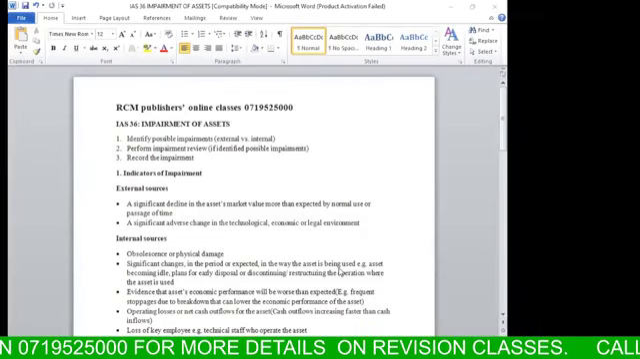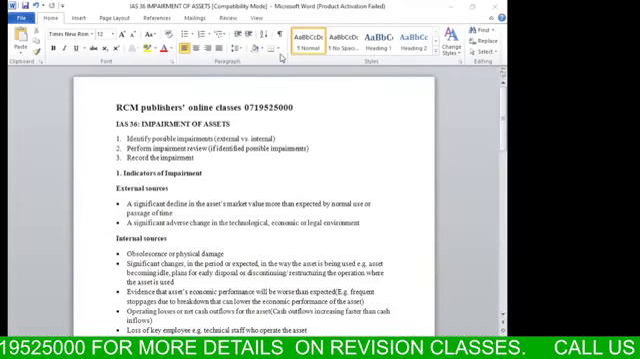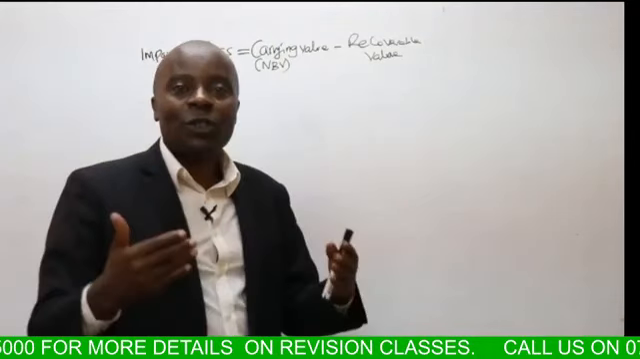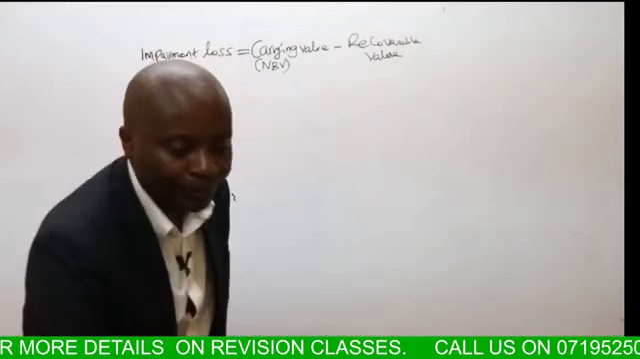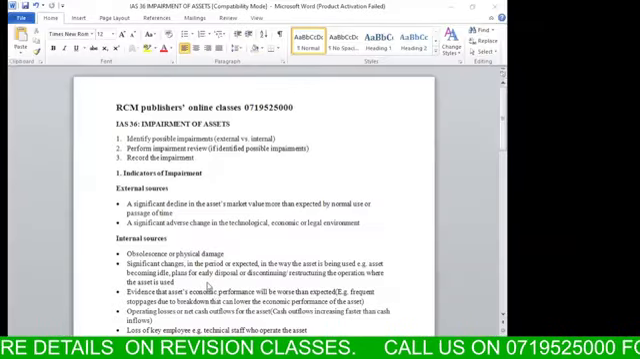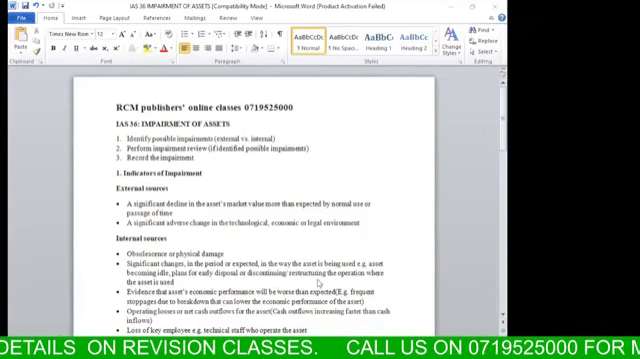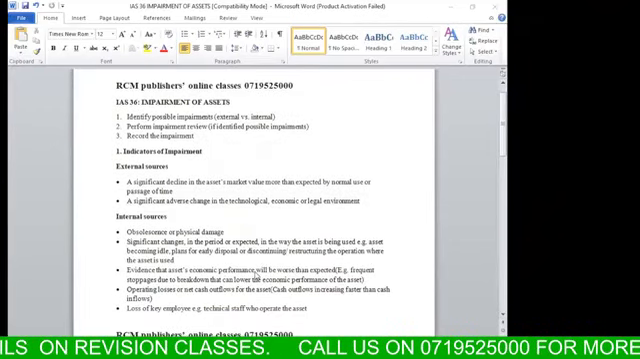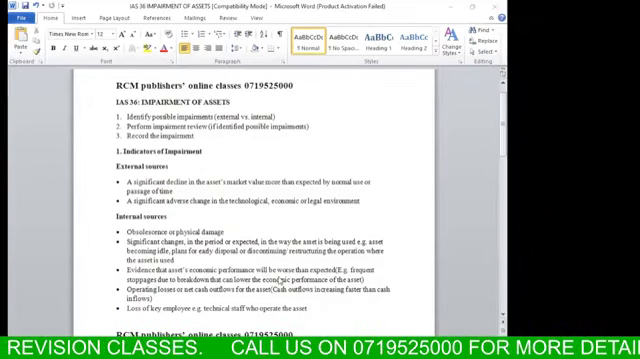asset becoming idle. You are doing like 2,000 units a day, and then you start realizing that you're doing only 50, right? That, of course, shows that there is a reduction in the usage of the asset, which is an indicator of what here? Impairment, right? So we have here plans for early disposal or discontinuing, restructuring the operation where the asset is used, evidence that the asset's economic performance will be worse off than expected, e.g. frequent stoppages due to breakdowns that can lower the economic performance of the asset.